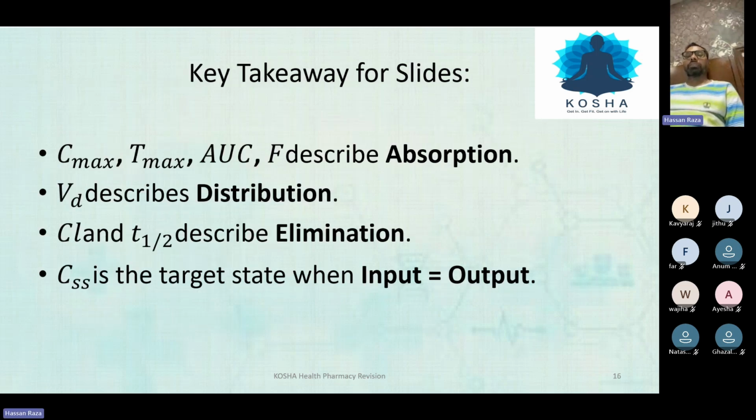So the key takeaways from these slides are: Tmax, AUC, and bioavailability describe the absorption. Volume of distribution describes the distribution of the drug. Clearance and half-life determine the elimination. And please do remember that elimination means metabolism and excretion combined together. And Css is the target because in this state, the rate of input becomes equal to the rate of output in the steady state concentration.